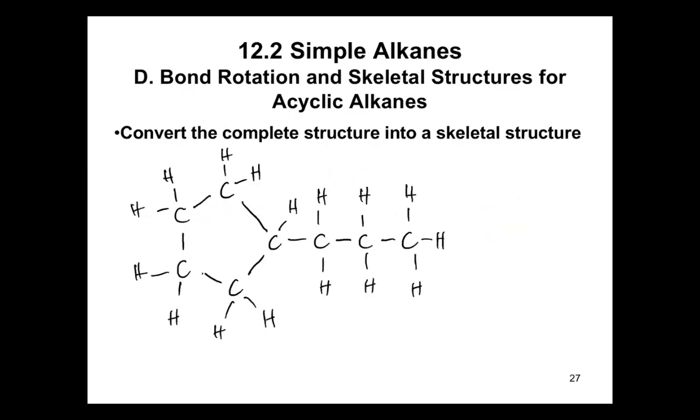Next example. So, convert the complete structure into a skeletal structure. As you can see, merong cyclic alkane. So, drawing nyo muna yung cyclic alkane. 5 carbon ring. Pwede kayong mag-drawing na kahit shapes. Okay? And then, after madrawing yung cyclic alkane, lagay nyo yung branch na yan.